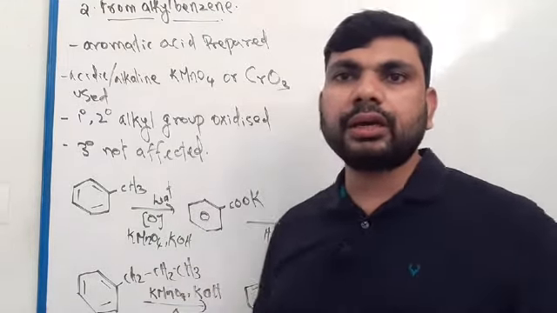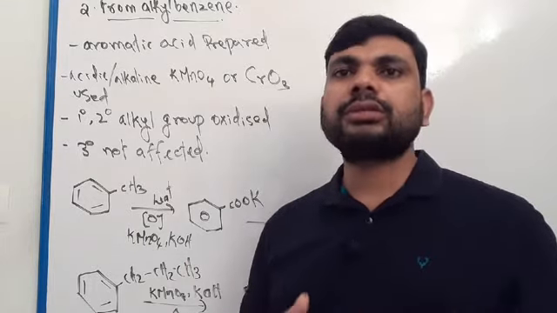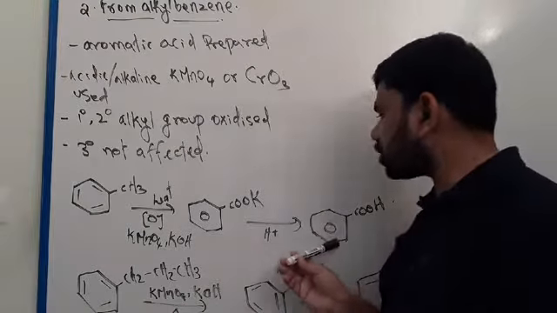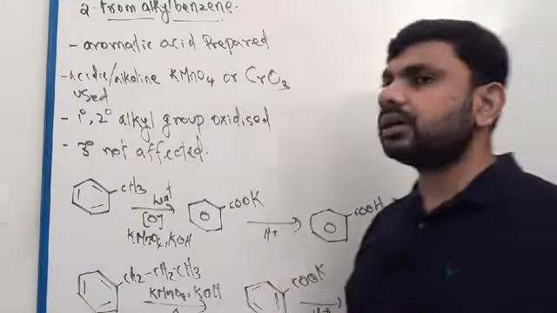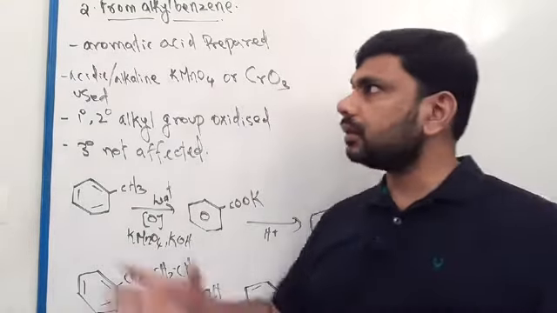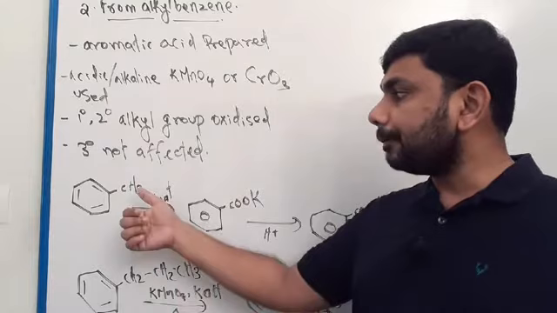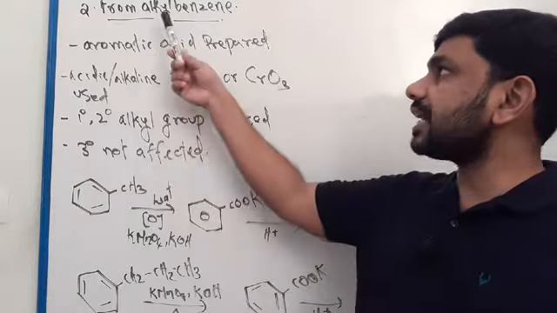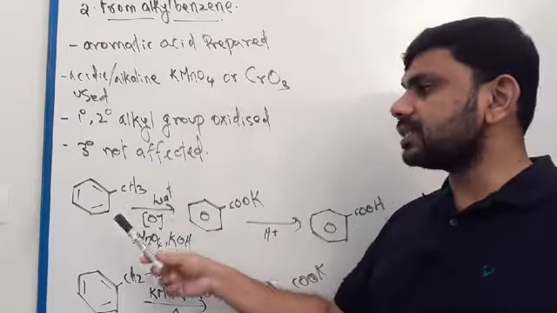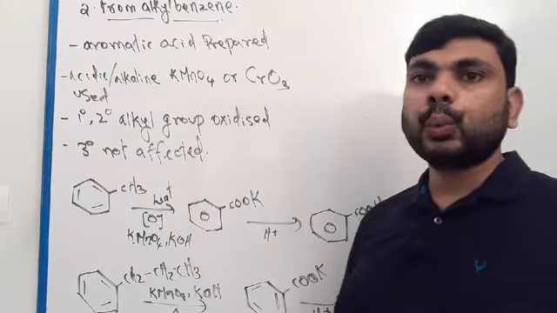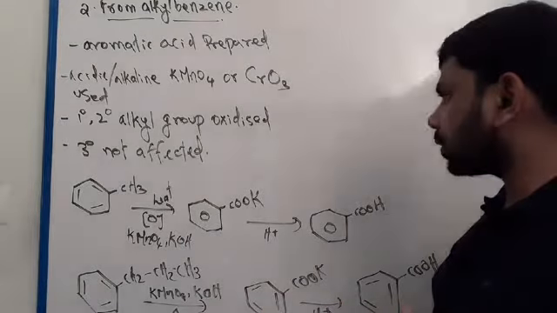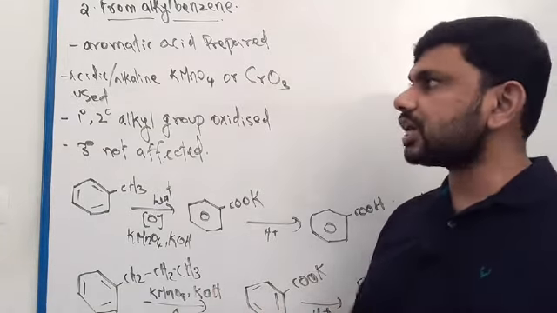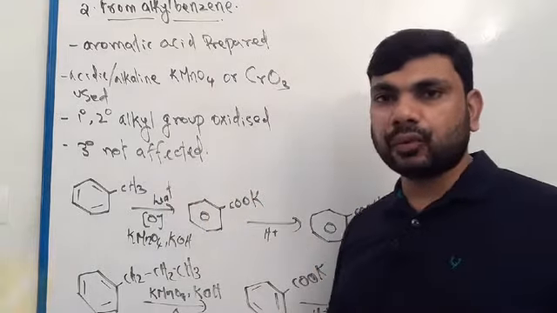Here we are talking about the method of preparation of aromatic carboxylic acid, carboxylic acid which contains a benzene ring. So this is the method of preparation of carboxylic acid from methyl benzene or propyl benzene. Generally we can say alkyl benzene. Alkyl benzene we can change to carboxylic acid, to benzoic acid, in the presence of an oxidizing agent such as acidic or alkaline KMnO4.